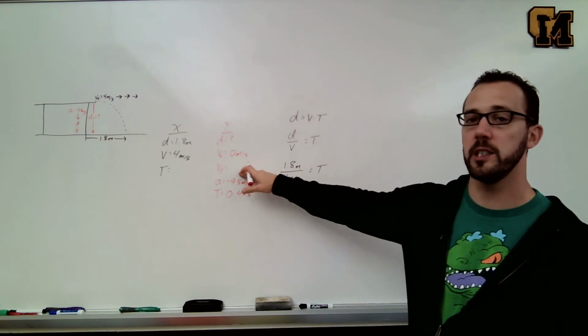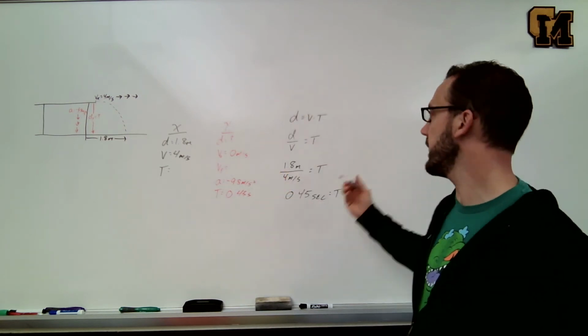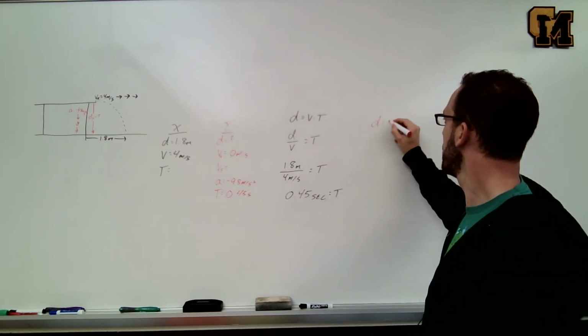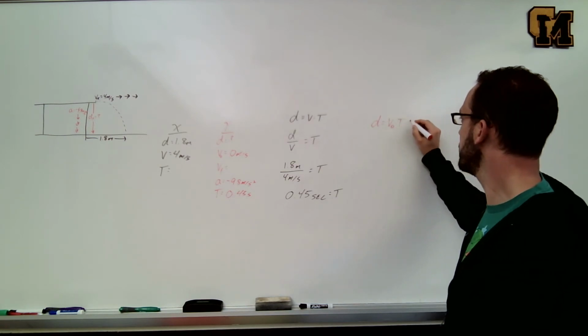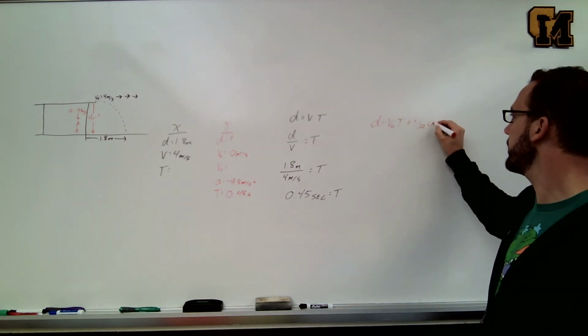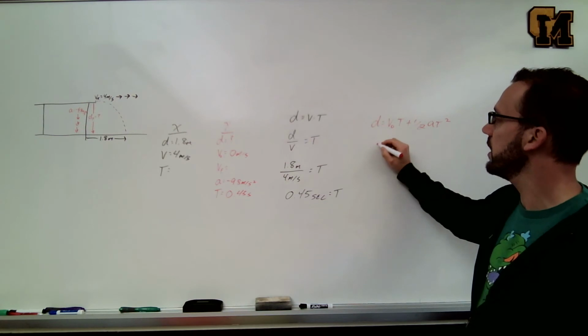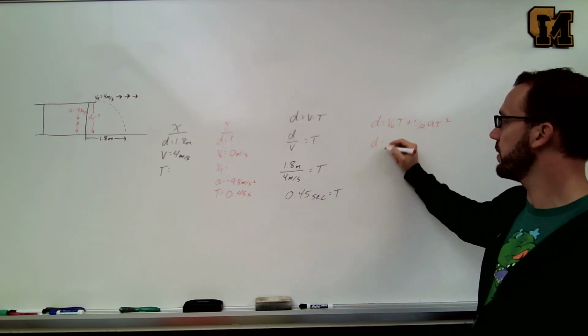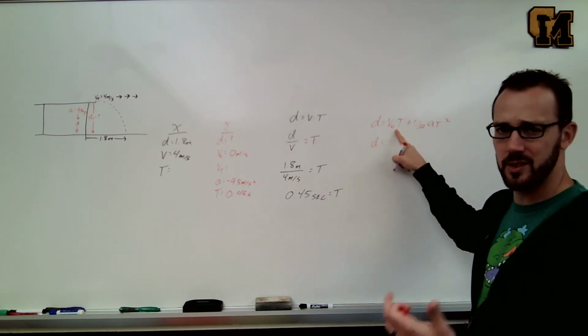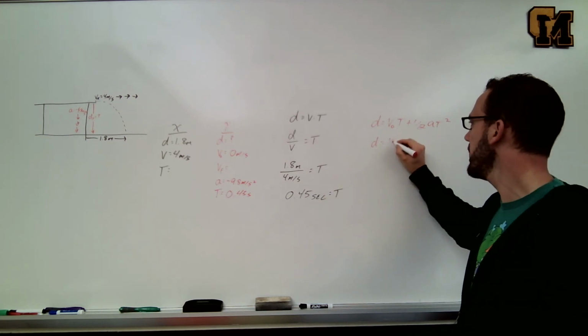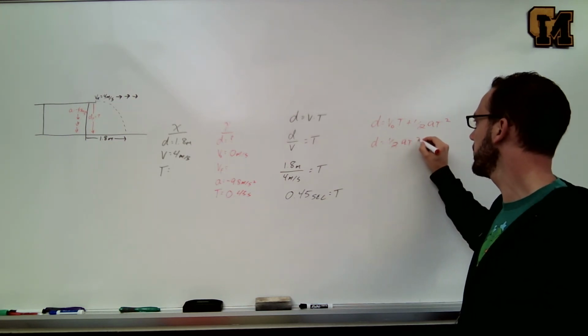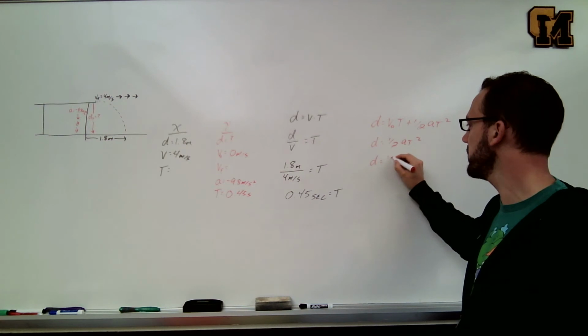And now pick the equation without VF in it to solve for D. That'd be the third equation, D equals V naught T plus 1/2 A T squared. It's already arranged for what we want. V naught is 0, so this term is just going to cancel and go away. So D equals 1/2 A T squared. I can plug in some numbers.